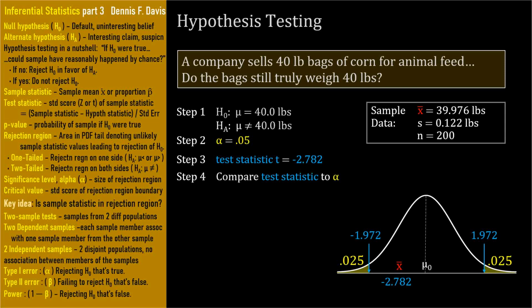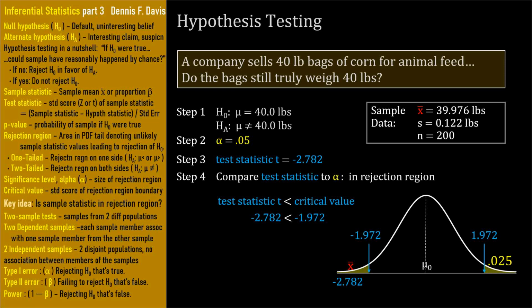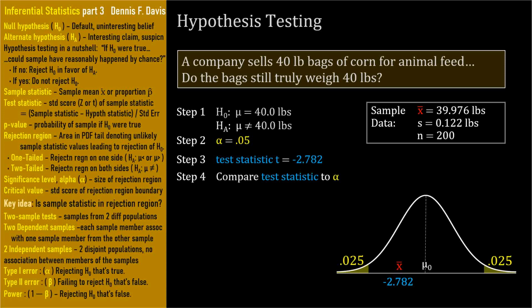Our sample statistics test statistic is negative 2.782, and we can now see that in actuality it's out beyond the critical value. The test statistic is more extreme than the critical value, so it's in the rejection region. In step 5, we'll reject H0. As promised, let's do step 4 with the p-value method. We need to find the p-value associated with our test statistic, negative 2.782.